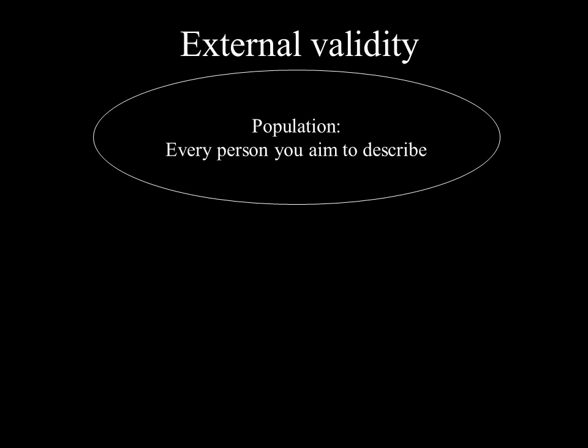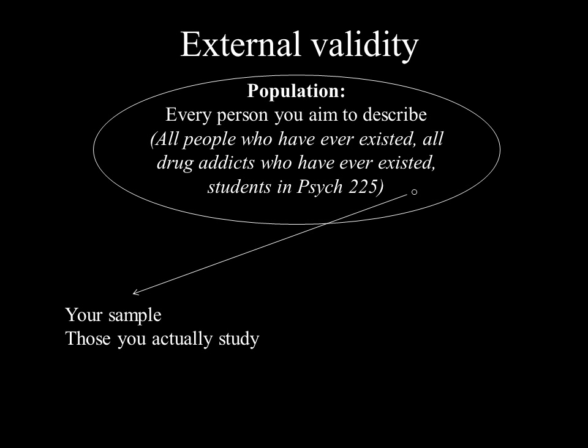Now, there's a third kind of validity called external validity, and it has to do with the relationship between the population that you are studying and the actual sample that you use in order to study the phenomenon in question. So, your population could be every person that you aim to describe. So, it could be all people who have ever existed, all drug addicts who have ever existed, or just students in Psych 225. And in reality, of that huge population, your sample is really the subset that you actually study.